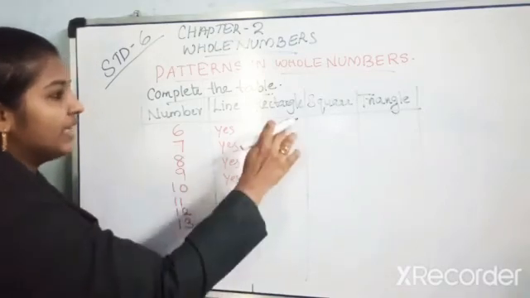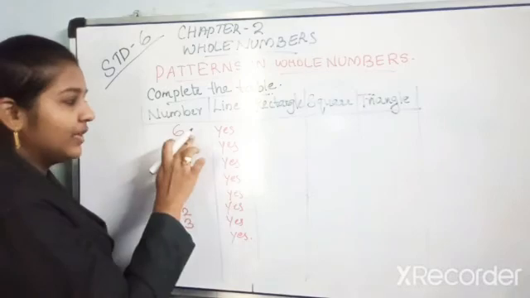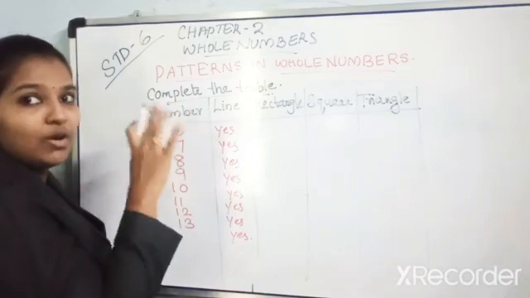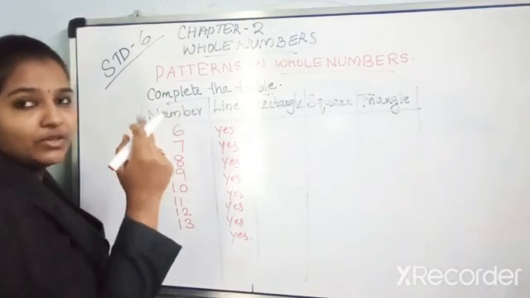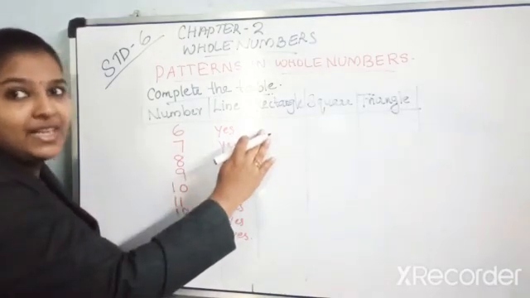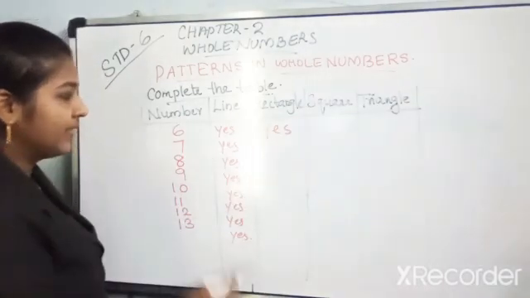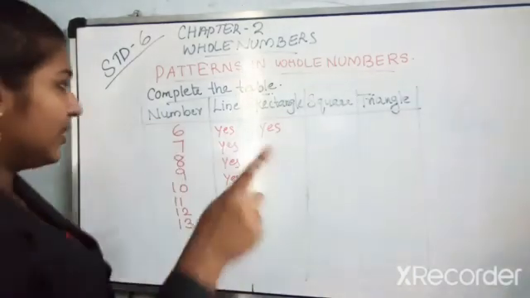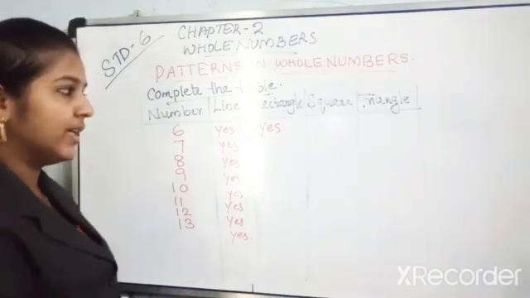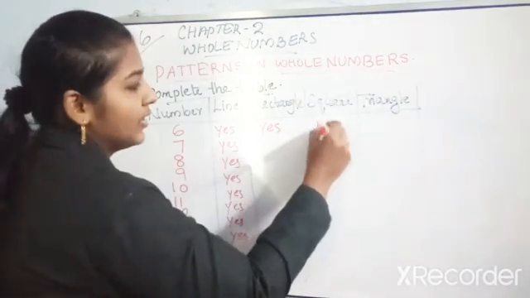Now look here, rectangle. Can the number 6 be arranged as a rectangle? We know 3 2s are 6, isn't it? So 3 rows and 2 columns, or 2 rows and 3 columns. Both show it can be arranged as a rectangle, isn't it? Yes. So you can write yes here. And so tell me, children, can the number 6 be arranged as a square? No. It can't be arranged as a square. It can be arranged as a rectangle only. So here you can write no.